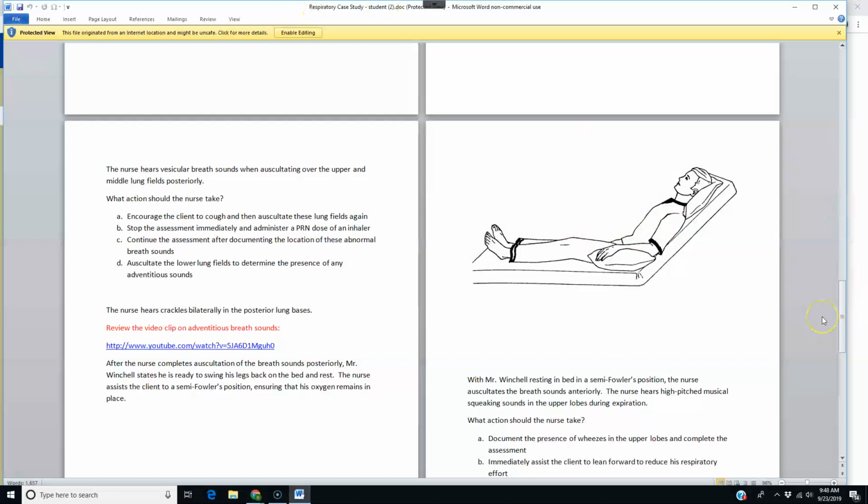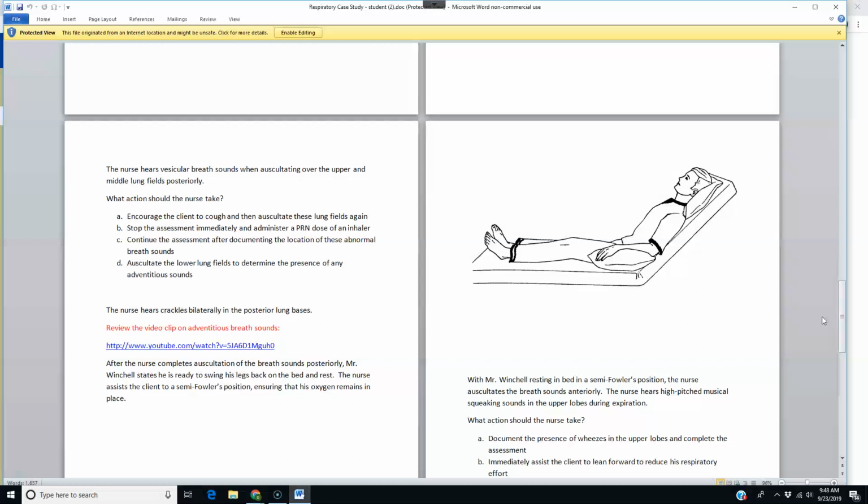All right, so Mr. Winchell is resting in bed in a semi-Fowler's position. Think about what angle that would be, and I discussed that on nursing interventions. I'm not going to go into that again. So the nurse auscultates the chest anteriorly. You are going to be doing this as well.